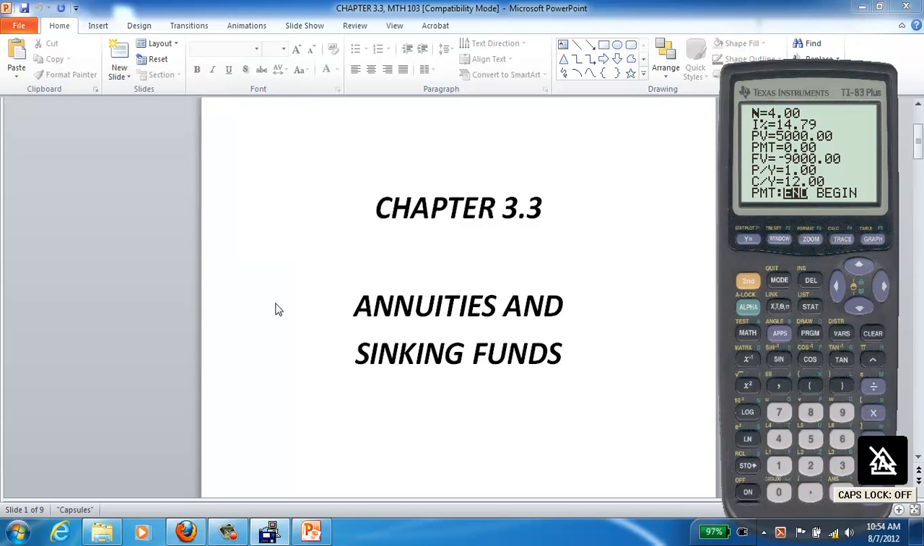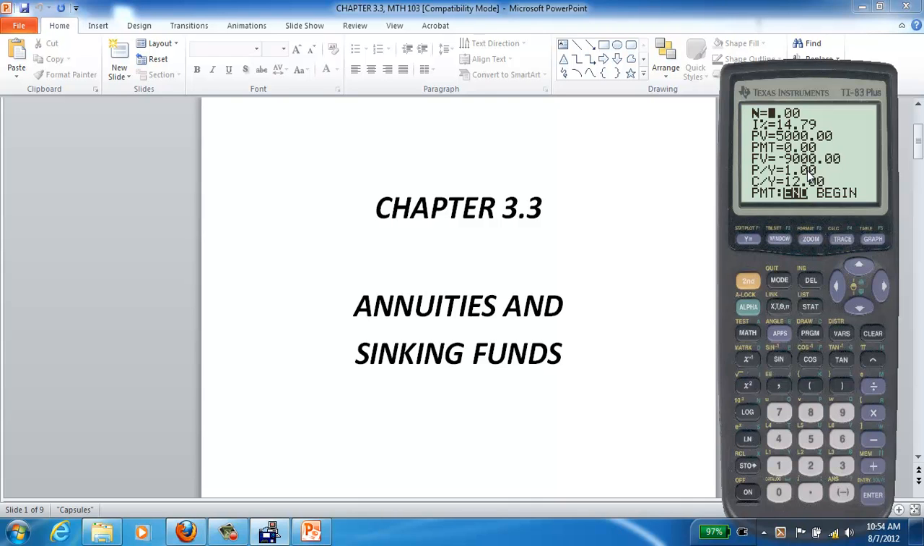In the previous chapter 3.2, n was given, the present value was given, and then we had to calculate the future value. We didn't have any payment, so the payment was equal to 0, and the p/y we just put 1, because this is how many payments you had per year. You had a single amount. So payment was 0 and p/y was 1.